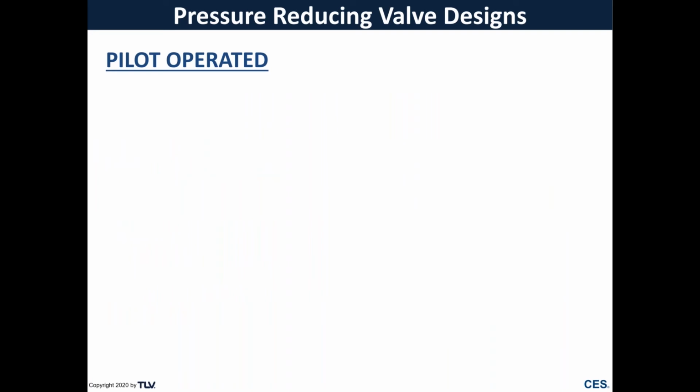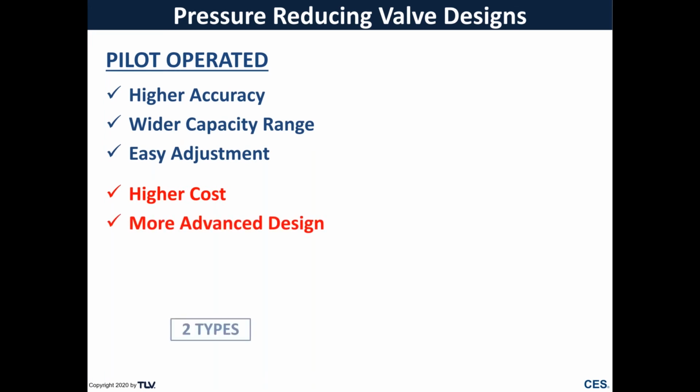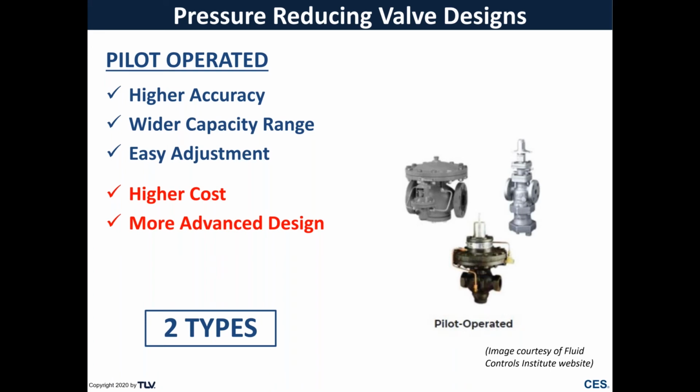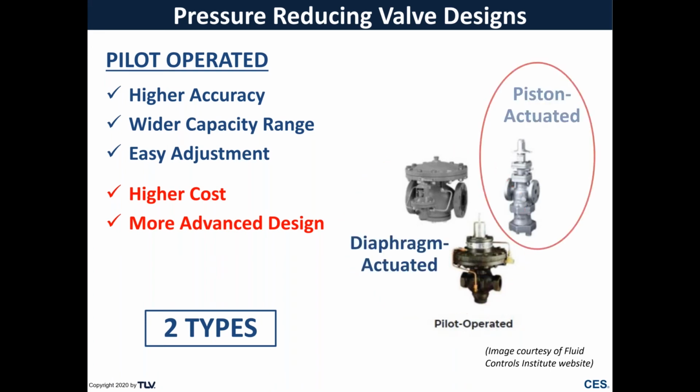Pilot-operated pressure-reducing valves offer higher set point accuracy and a wider capacity range as compared with the direct-acting valves, but generally have a higher purchase and installation cost and a more advanced design. The two common types of pilot-operated PRVs are the diaphragm-actuated valves and the piston-actuated valves.